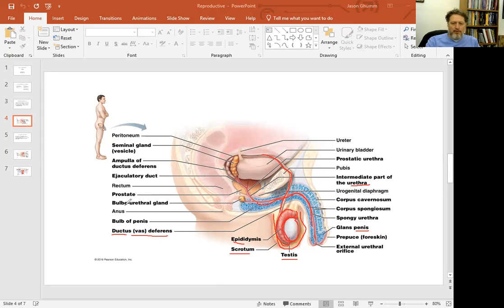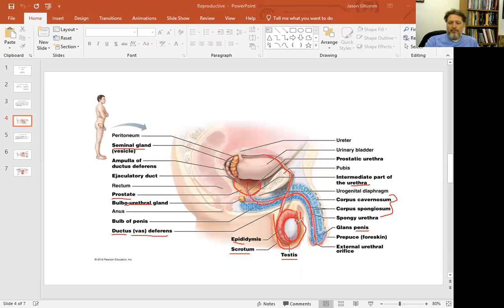The bulbourethral gland. You have the prostate gland, which is this gland here. You have the seminal gland. This is the one that actually produces semen. Semen is a lubricating fluid for the sperm to be able to exit through the urethra. And you have some other portions of the penis right here.